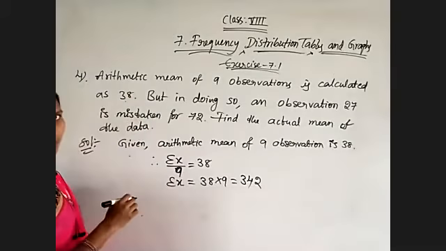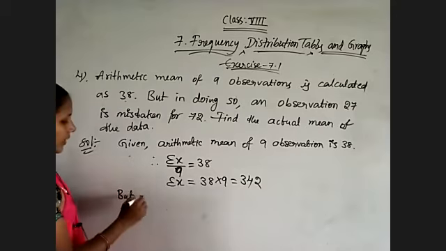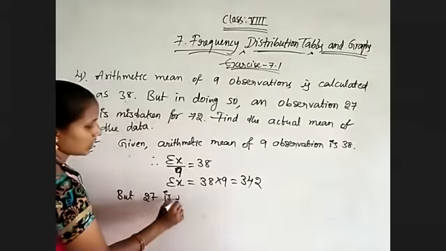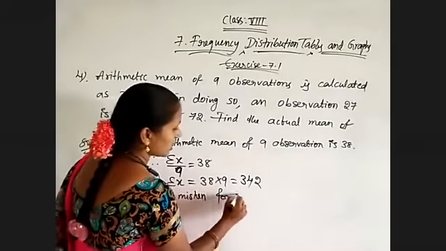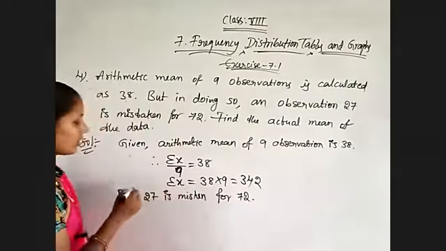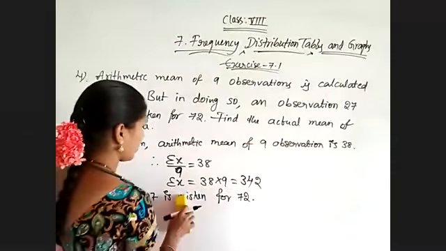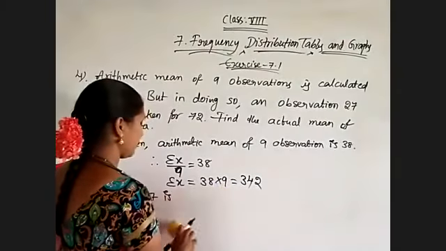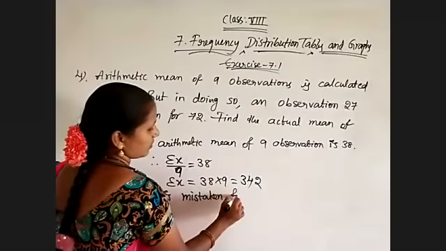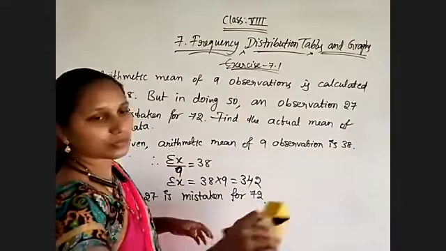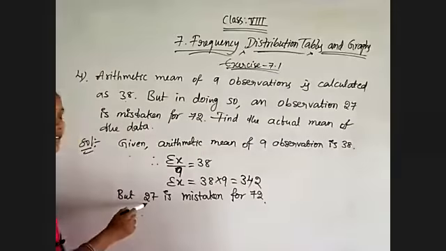342 is the sum, but 27 is mistaken for 72. That means the actual value is 72. Instead of 72, they took 27.